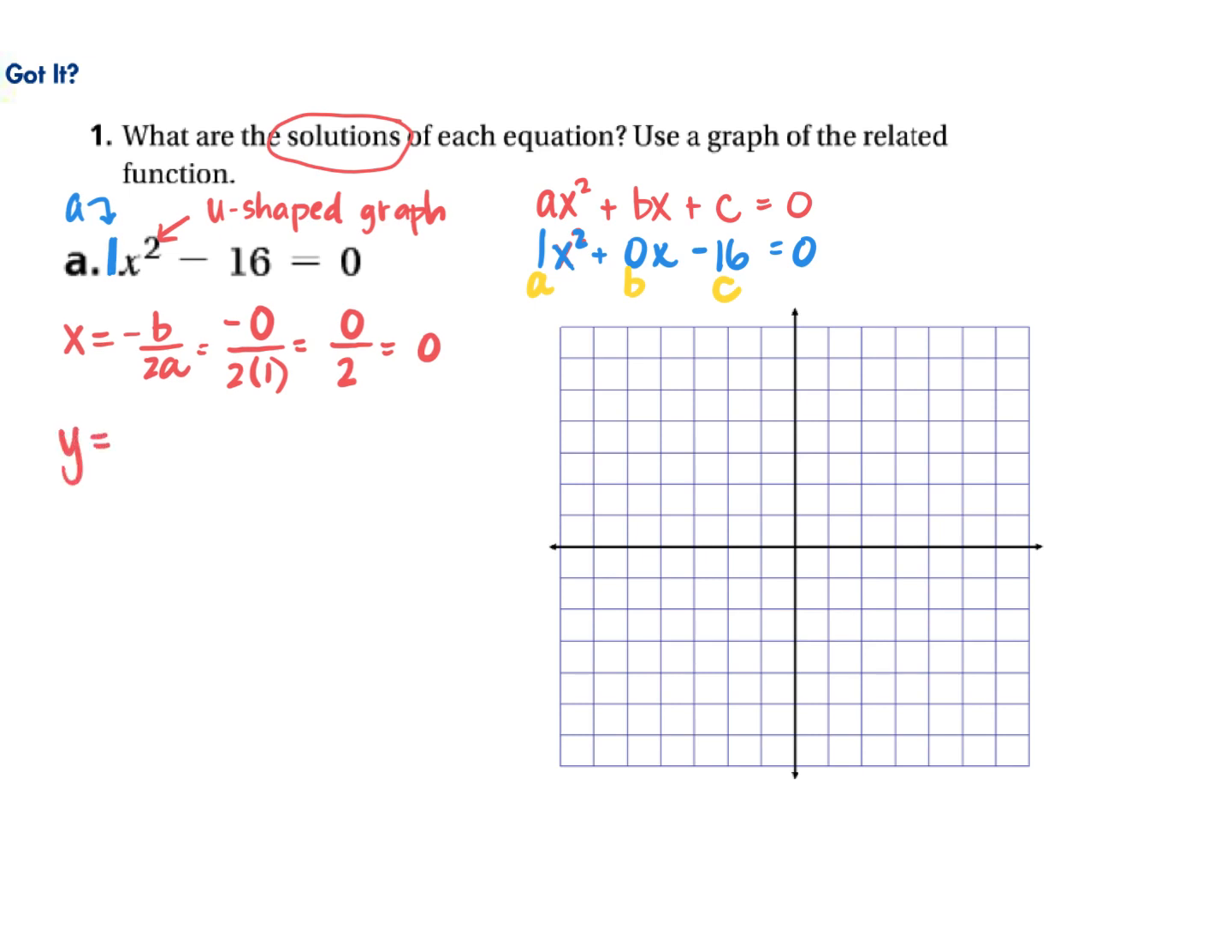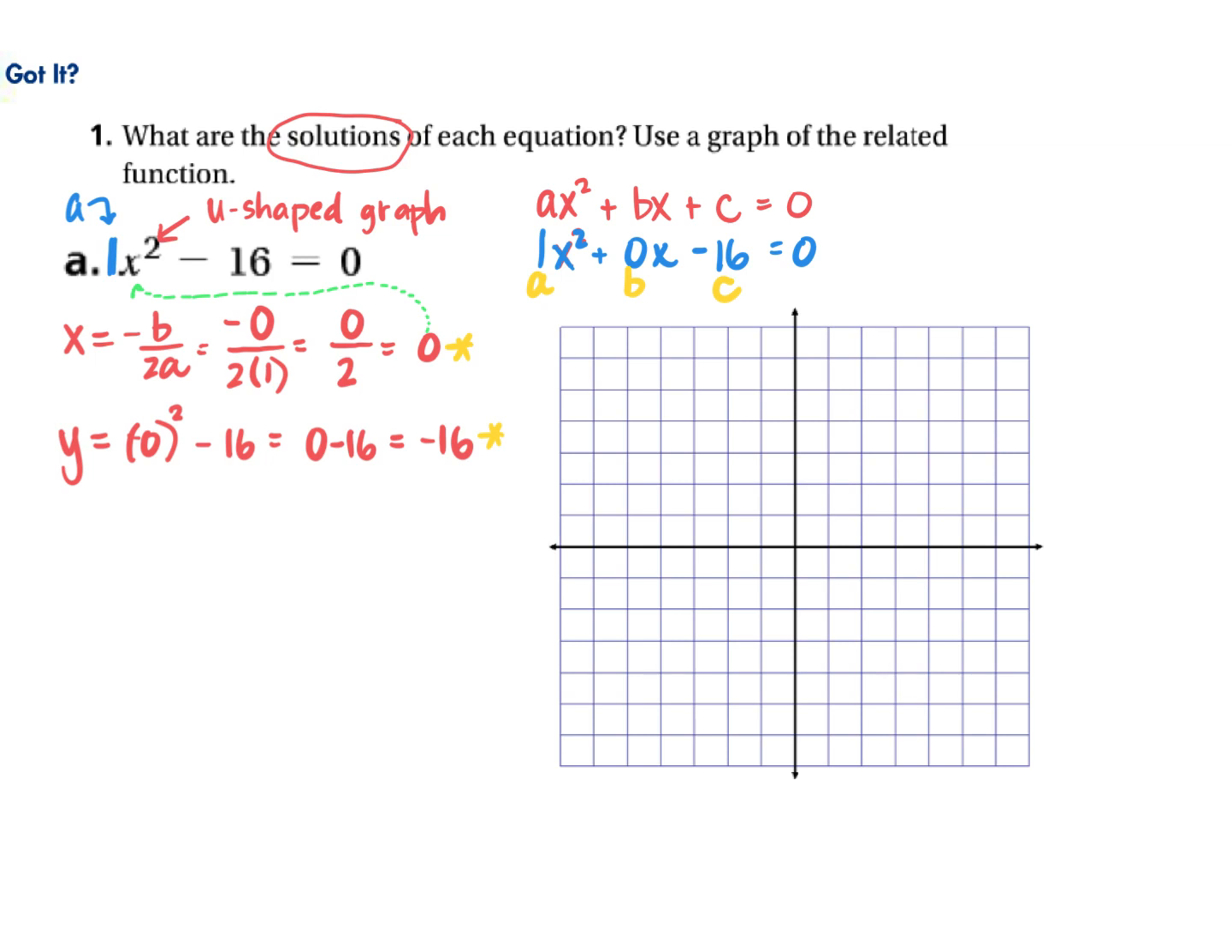But we need a y portion of the vertex also. And how we get that is we take the 0 that we got and we work our way backwards, and we put that back into the position where x was. And so then we're going to get parentheses, we're plugging in 0, and we're going to square it. And then all we have to do is minus 16. So 0 squared is 0, minus 16. 0 minus 16 is negative 16. So these two numbers, the 0 and the negative 16, give us what is called our vertex.